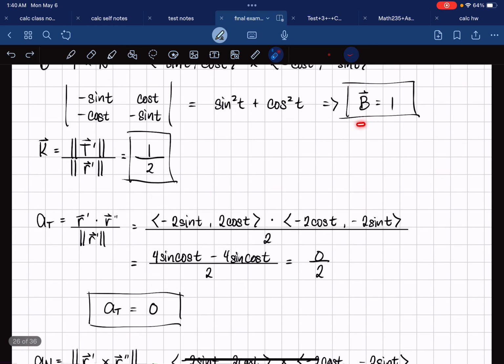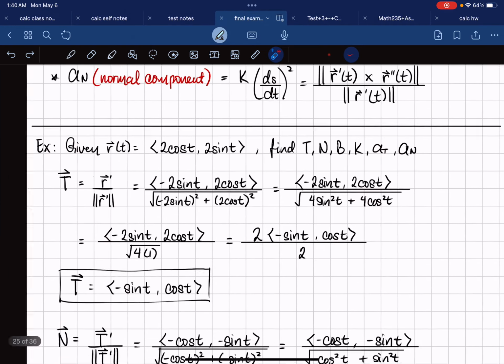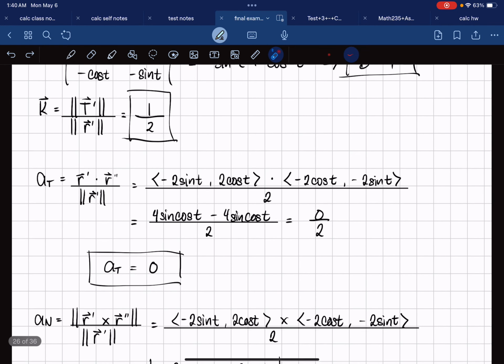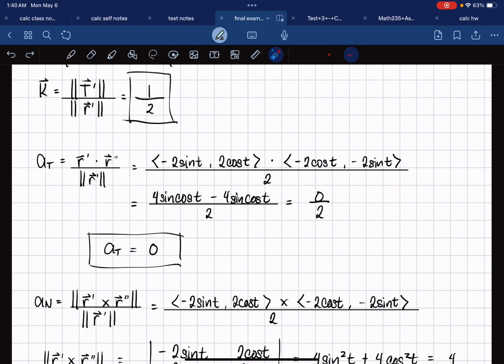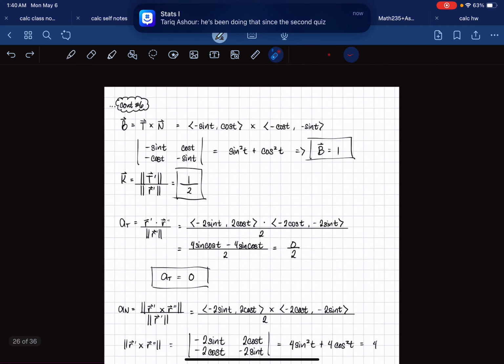Okay, so you got your B there, and here you can see that I literally just plugged in 1 over 2 because I already got my value for this. I already got my value for this. So I went back to my answers and then I plugged it in, right? So same with this, just a bunch of plugging in. Same with this. And we're done with that.